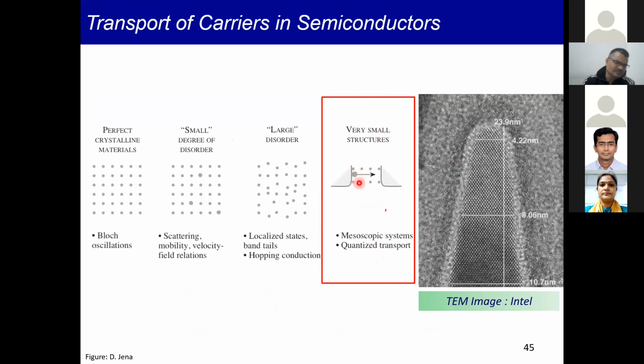So as I was mentioning, whenever the size of the device starts becoming comparable to the de Broglie wavelength of the electron, multiple things happen. One thing is, of course, the density of states changes, the band structure starts to change. The other thing is, in transport, we have to worry about reflections from the interface.